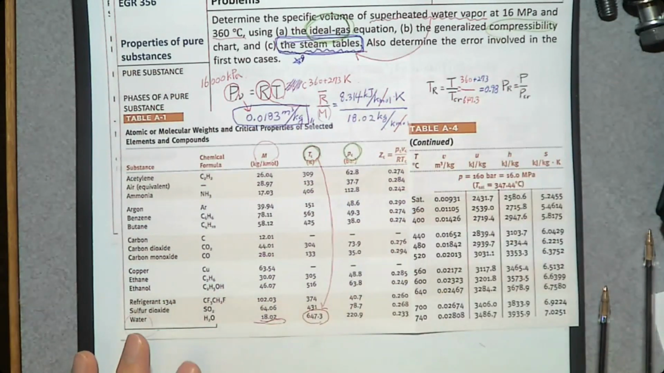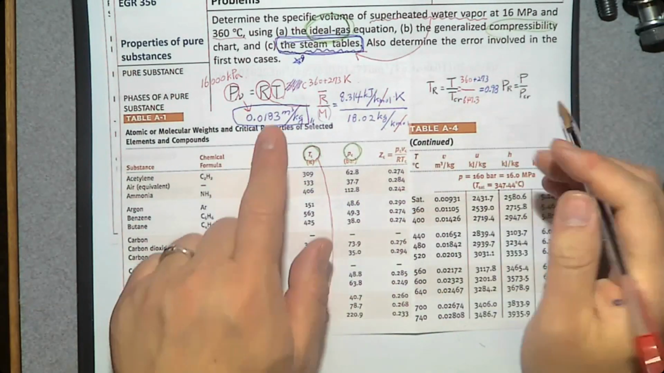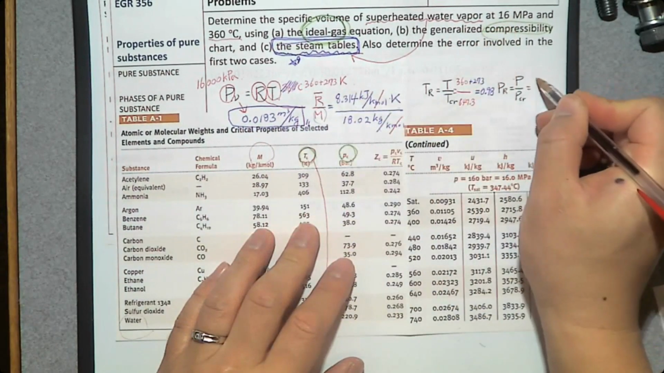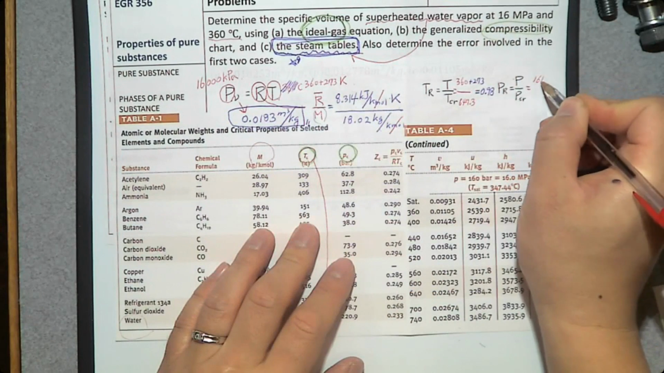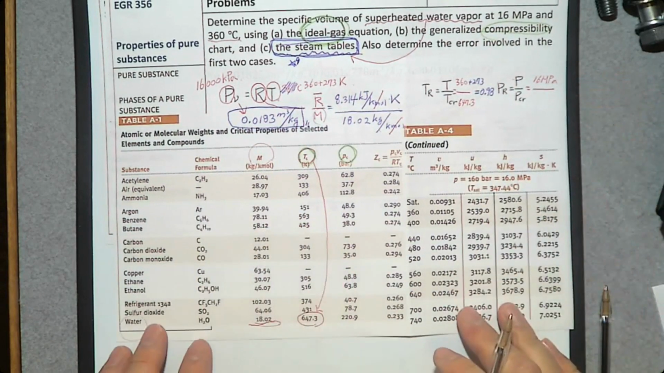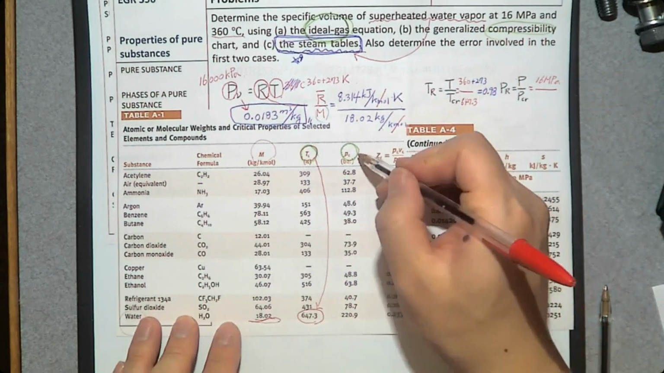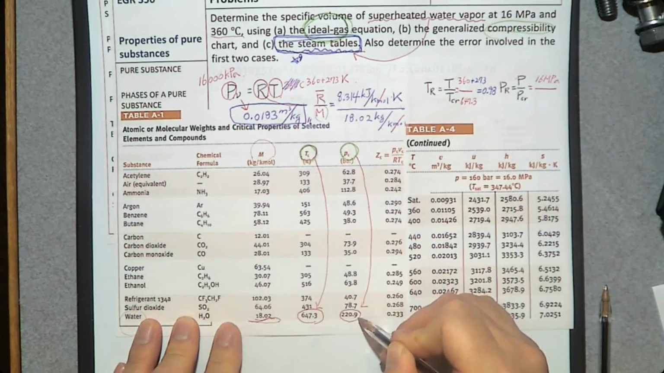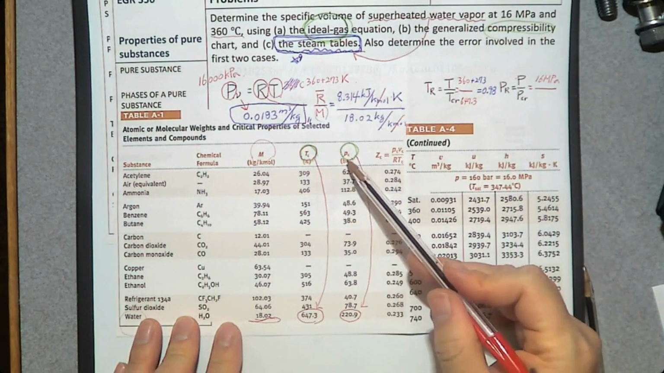What about reduced pressure? The pressure of the system is 16 megapascal. So 16 megapascal divided by its critical pressure. The critical pressure of water can be found from here, 220.9. And let's look at the unit.